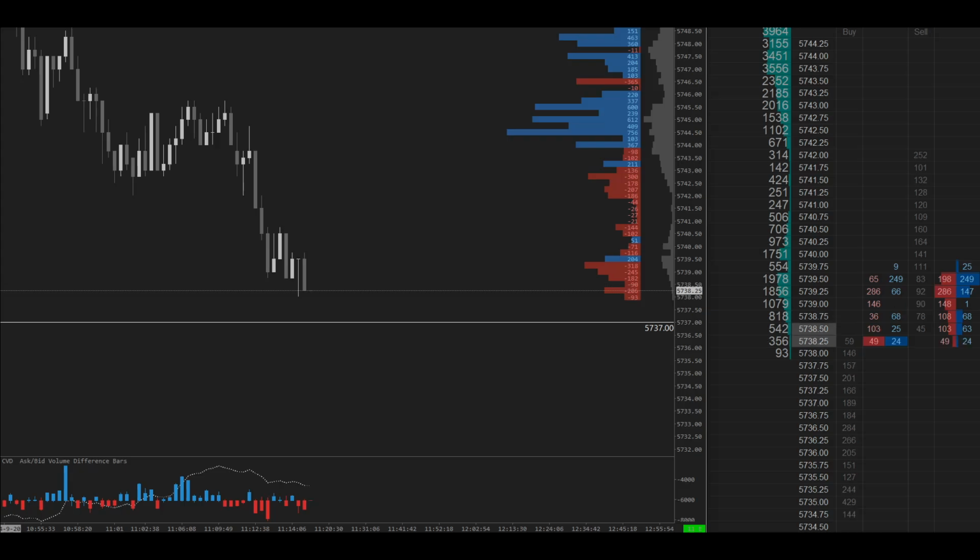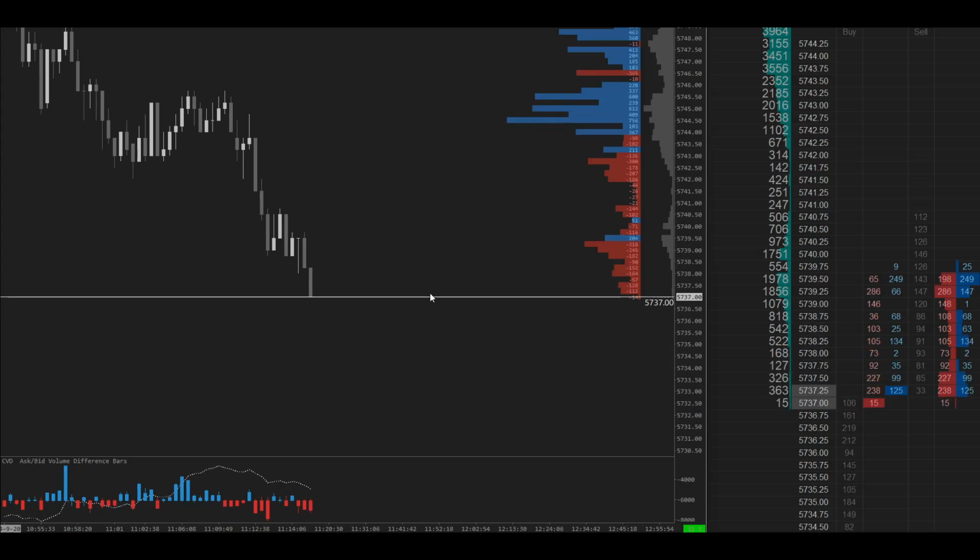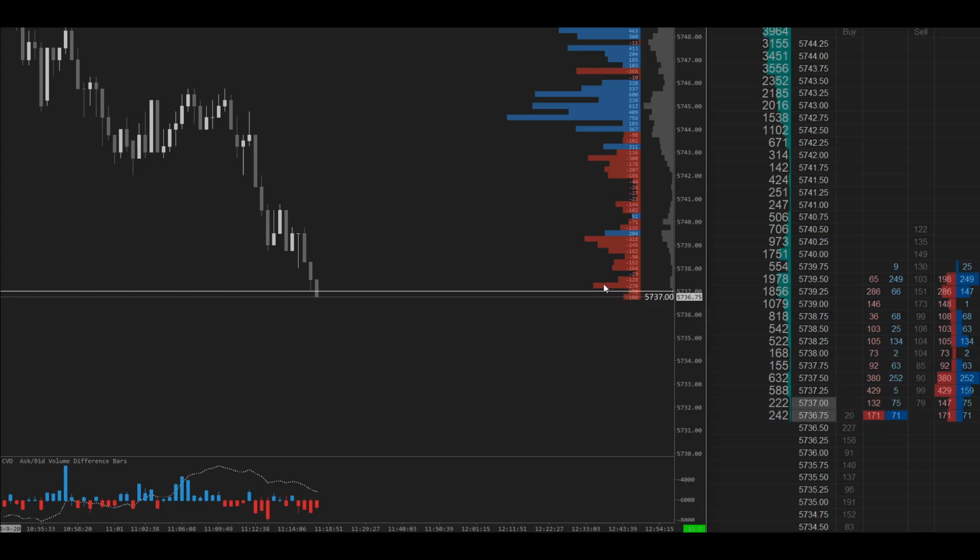All right. So I'm just going to show in this example the delta by price and how we can spot trap traders using that. And I'm also going to look at the DOM a little bit as well.